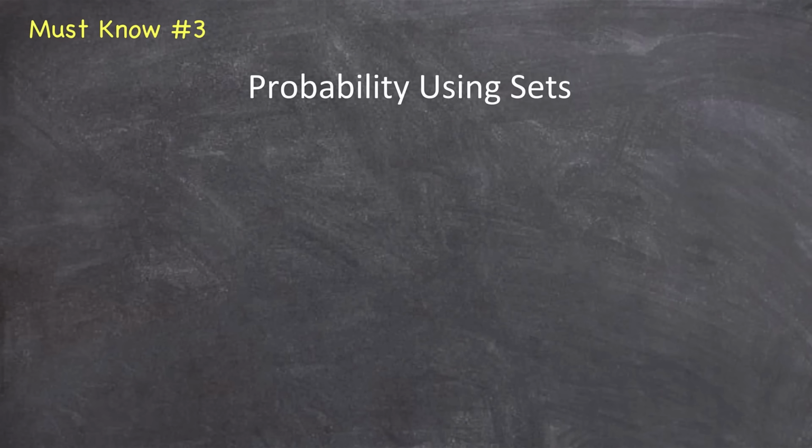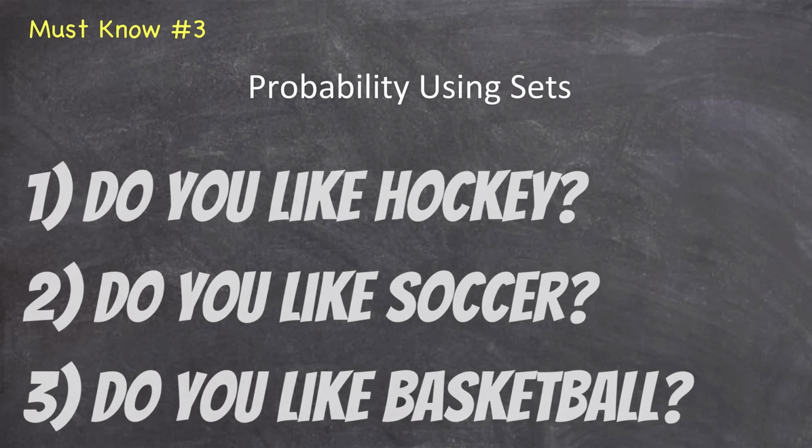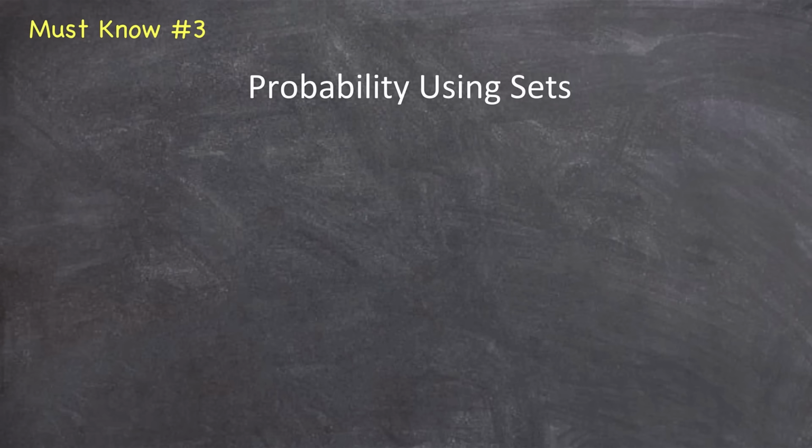Must know number 3, probability using sets. Let's say a survey was conducted where 3 questions were asked. Do you like hockey? Do you like soccer? And do you like basketball? The results of that survey could be shown in a Venn diagram.